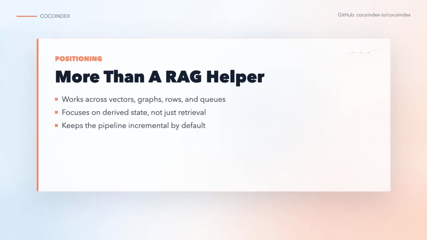CocoIndex is not only a chunking recipe, and it is not tied to one vector database. The repo is closer to an incremental data framework for AI workloads. The same style of flow can support vector search, structured extraction, graph memory, message publishing, or file transformation. The framework is about keeping derived state correct. That is why it fits agent memory. The system manages updates, not just queries.